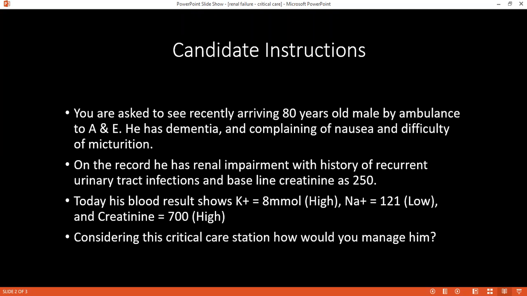Can you please tell me what is the function of potassium ions in the body? Potassium helps in nerve conduction. Potassium helps in the cardiac action potential.